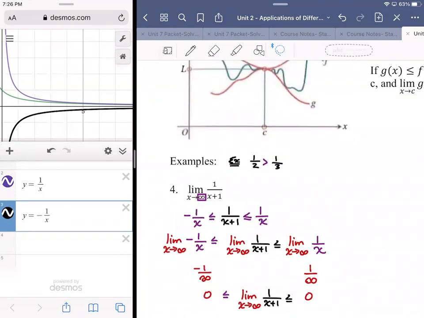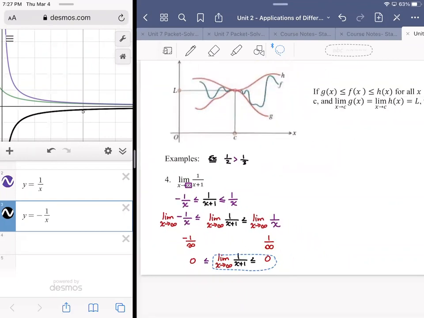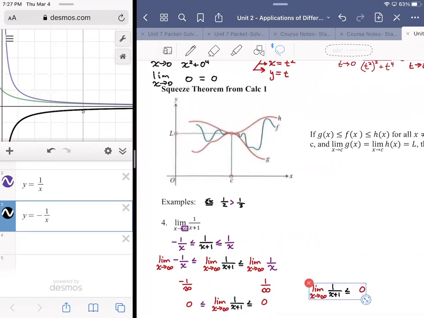All right. So we know that the limit as x approaches infinity of 1 over x plus 1 is in between 0 and 0. If it's in between 0 and 0, then we can assume that it's equal to 0 reasonably. So I'm going to make this an equal sign now. And so that would be my conclusion.